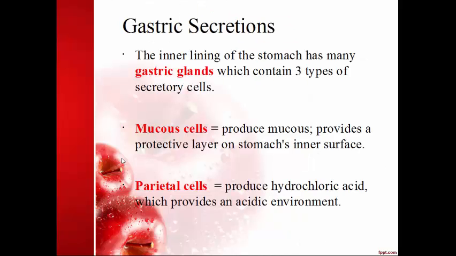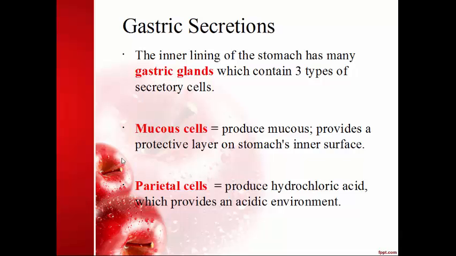Right, next we'll talk about the various gastric secretions. The inner lining of the stomach has multiple gastric glands that contain 3 different types of cells that secrete something. And all these are very important in order for your stomach to work properly. The first one, mucus cells. Like the name implies, they produce mucus. This provides a very thick layer of mucus, which is used as a protective layer to the stomach's inner surface.